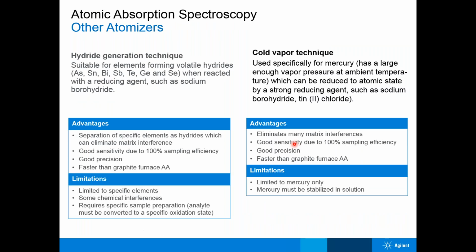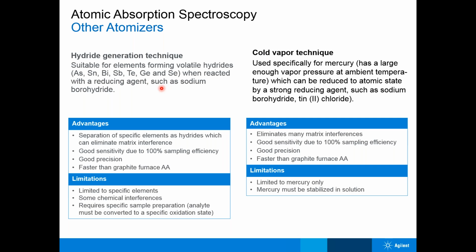Talking about the next technique in the AAS, the hydride generation, vapor generation accessories. So here is the hydride generation technique. When we talk about the hydride generation technique, only limited elements you can do which form volatile hydrides. As you can see here, only arsenic, tin, bismuth, antimony, tellurium, germanium, and selenium. These are the elements which you can do by using the vapor generation accessory.